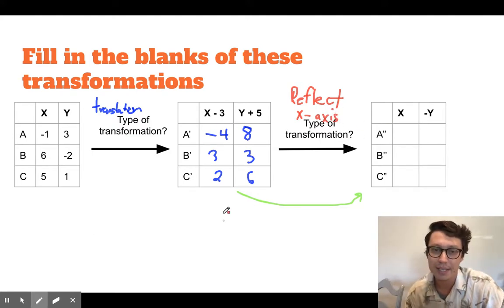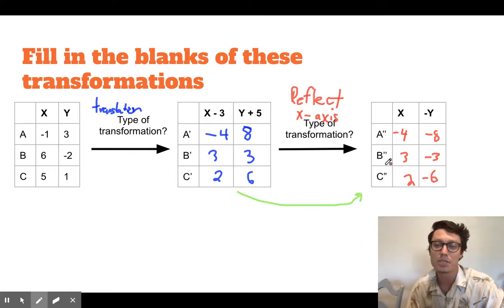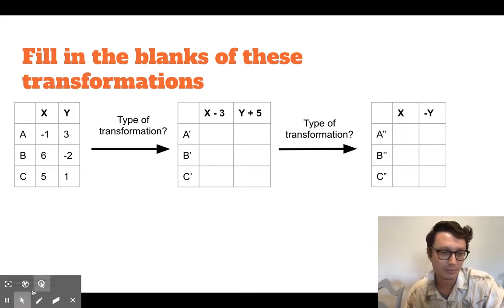Okay, now we're taking these x values and they happen to be the same. So we just rewrite them. -4 stays -4, 3 stays 3, 2 stays 2. But our y values, we're changing the sign now. So +8 becomes -8, 3 becomes -3, and 6 becomes -6. And again, if I had a graph, I could plot these points, and that would be triangle A double prime, B double prime, C double prime. Okay, so that's one example.